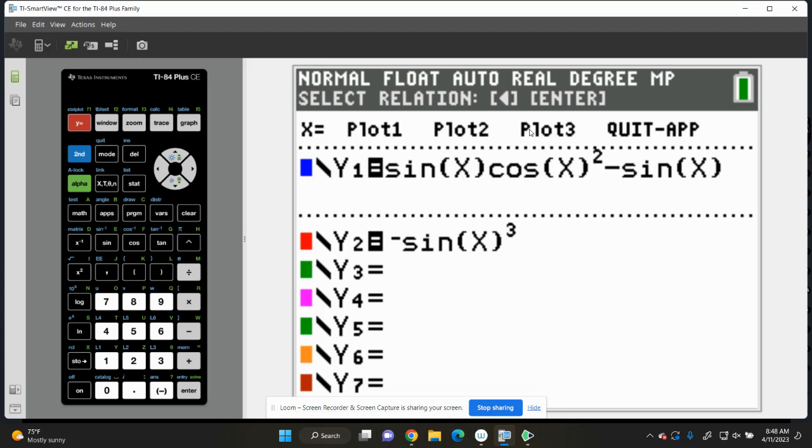Your stat plot is on. Do you have statistics? Yeah. Okay, you were probably doing something in statistics, so your stat plot is on. Try it now. There you go. I got it. Yay! All right.